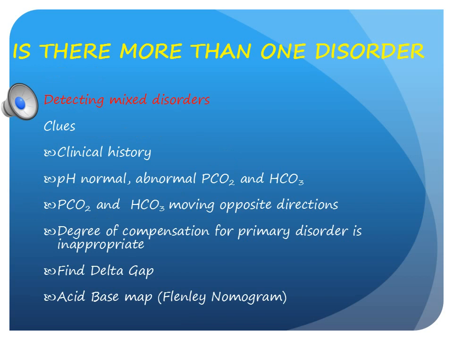And step 7. Is there more than one disorder, like mixed disorders? There are some clues to detecting the mixed disorders, which include the clinical history, when pH is normal and PCO2 and HCO3 are abnormal, when PCO2 and HCO3 move in opposite directions, and when the degree of compensation for the primary disorder is inappropriate. We can find the delta gap if you suspect a mixed disorder, and use the acid-base map such as Fenley's nomogram.